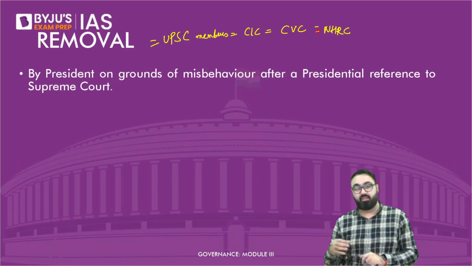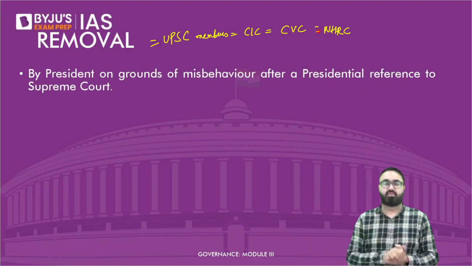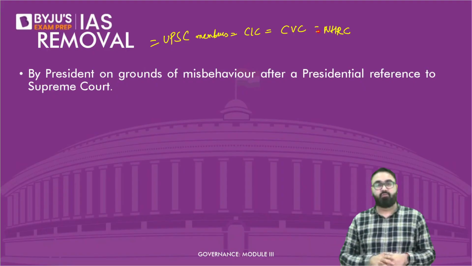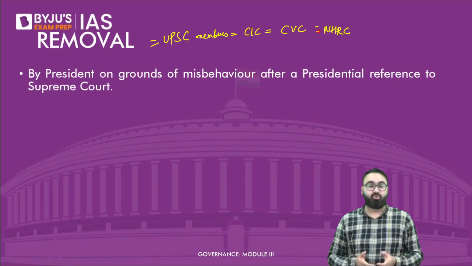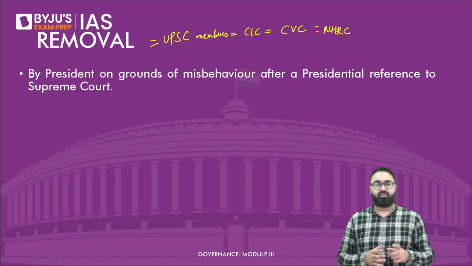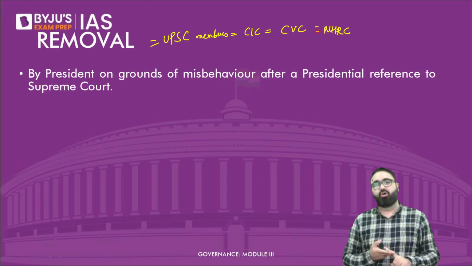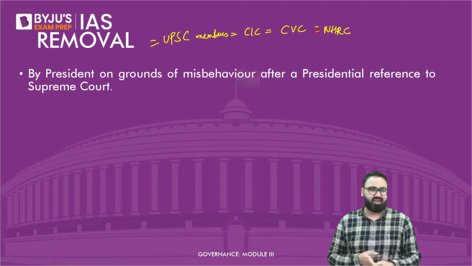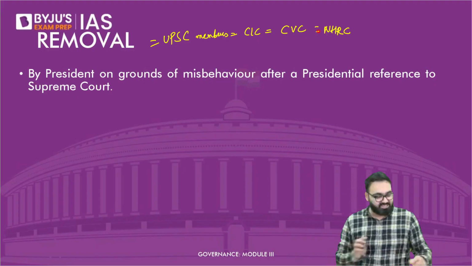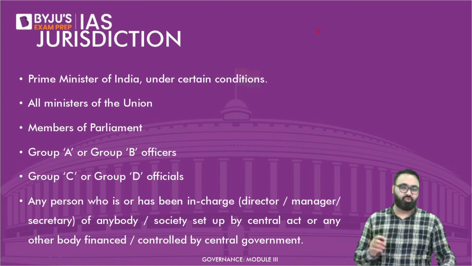So the same thing: the President will refer the matter to the Supreme Court. The Supreme Court will conduct an inquiry. The Supreme Court will see if the person is guilty or not, if he is insolvent, if he has taken up some other employment outside office, if there's a corruption case, etc. And then the removal will happen. So the same manner would be for the removal.